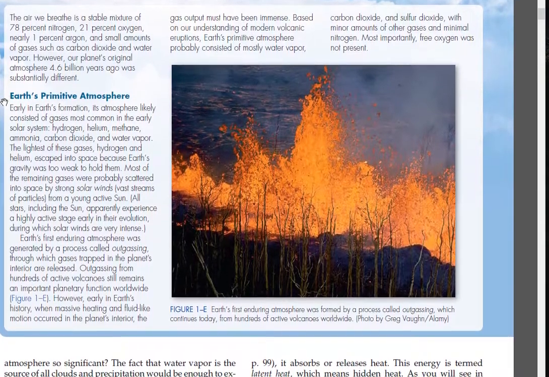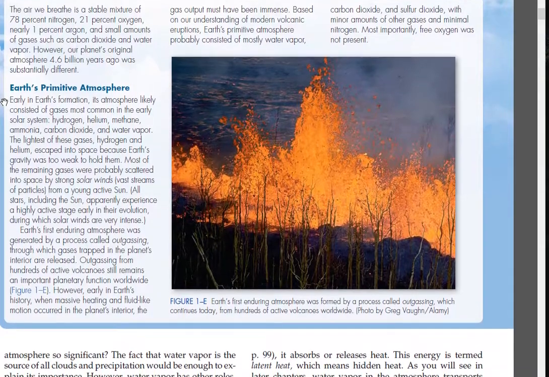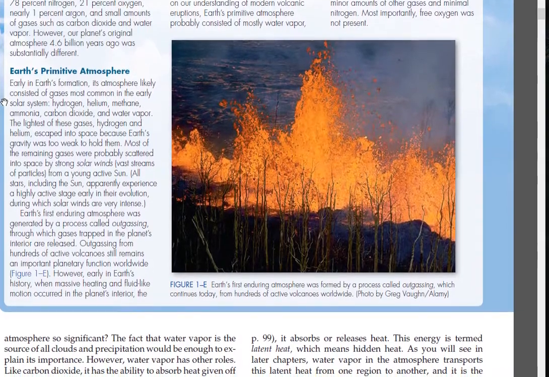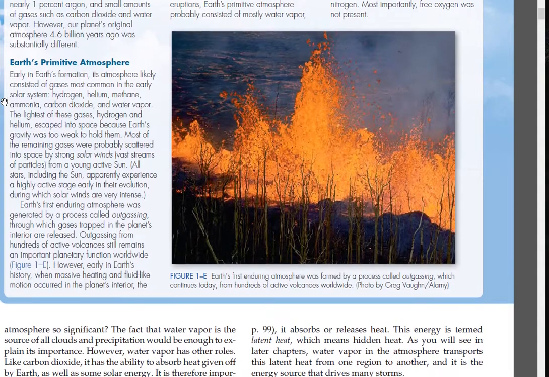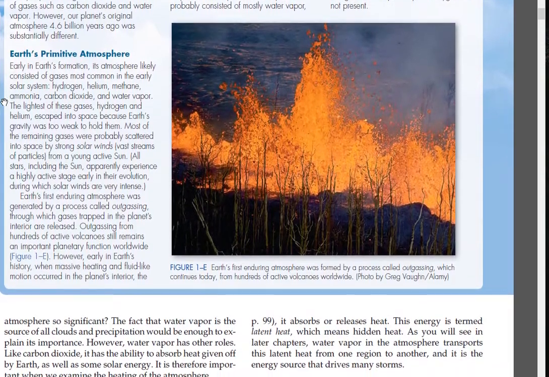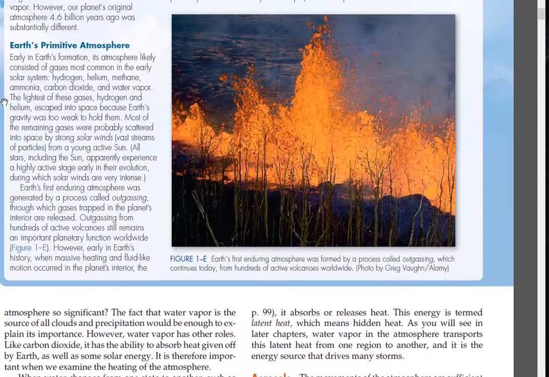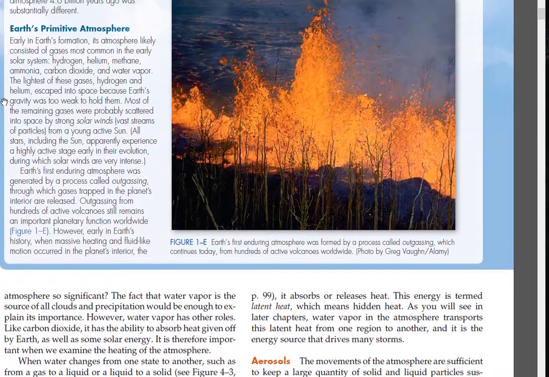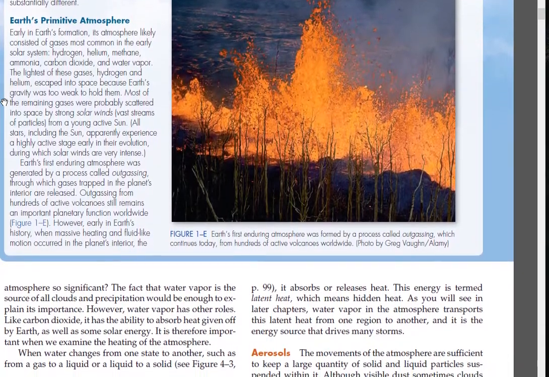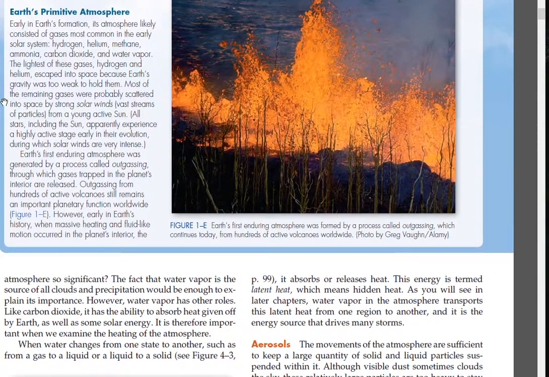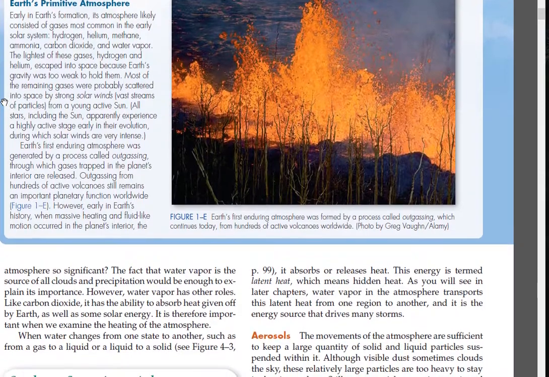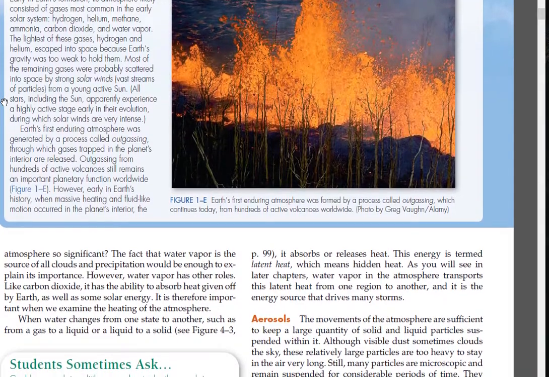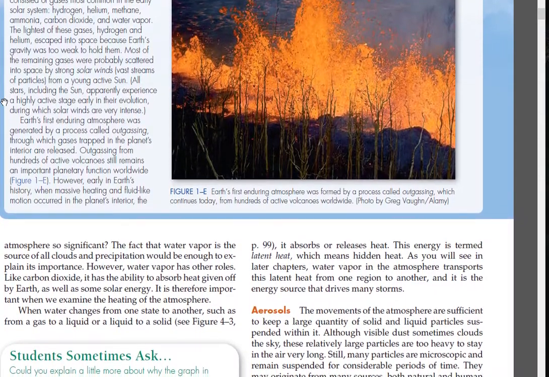Earth's primitive atmosphere. Early in Earth's formation, its atmosphere likely consisted of gases most common in the early solar system: hydrogen, helium, methane, ammonia, carbon dioxide, and water vapor. The lightest of these gases, hydrogen and helium, escaped into space because Earth's gravity was too weak to hold them. Most of the remaining gases were probably scattered into space by strong solar winds, vast streams of particles, from a young active sun. All stars, including the Sun, apparently experience a highly active stage early in their evolution, during which solar winds are very intense.